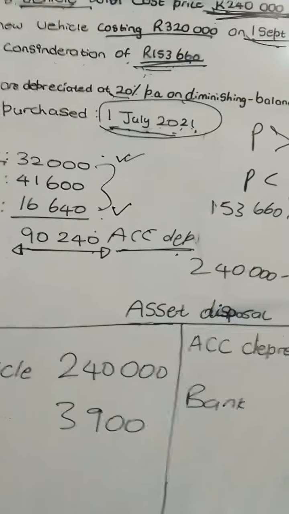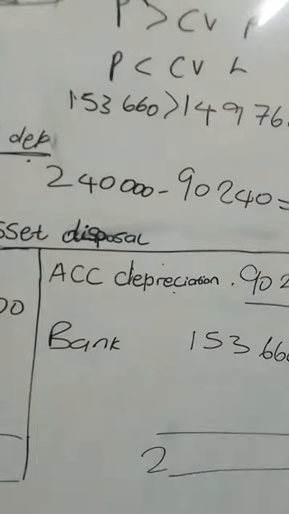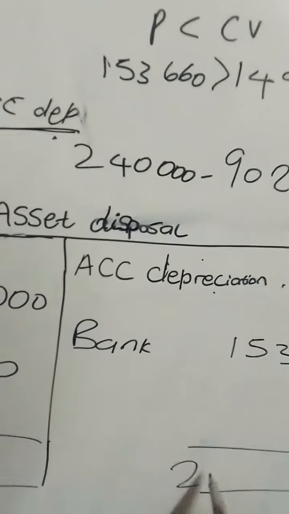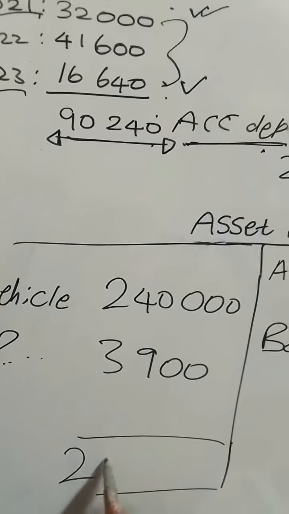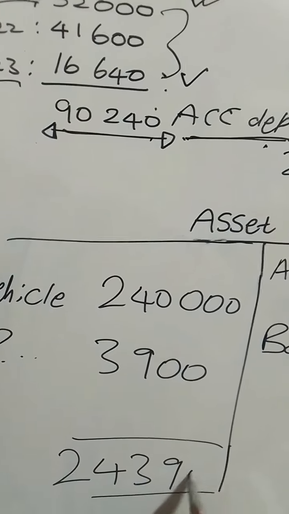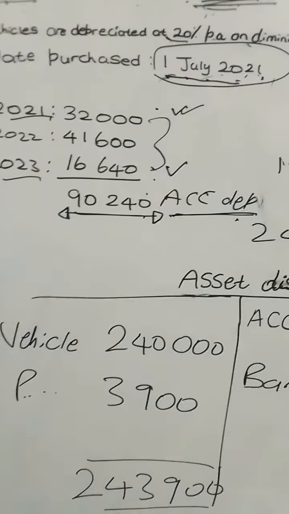If you say this minus this, you're going to get what? 3,900. The second way you can do it, you can just find the bigger side, right? If you say this plus this, you find out this is the bigger side and it is equal to 243,900. So you're going to write 243,900.